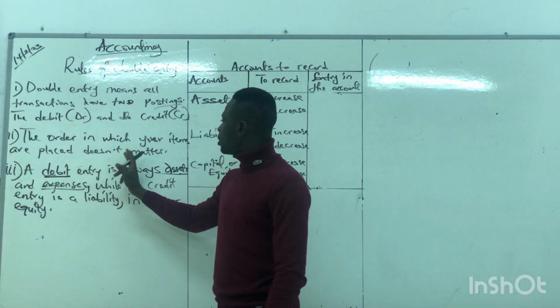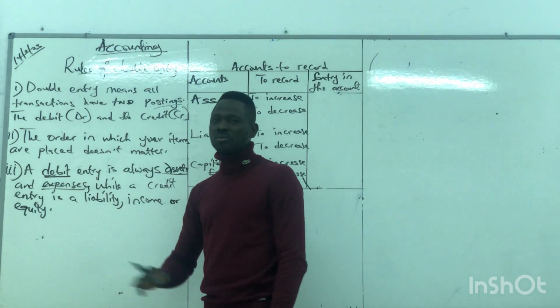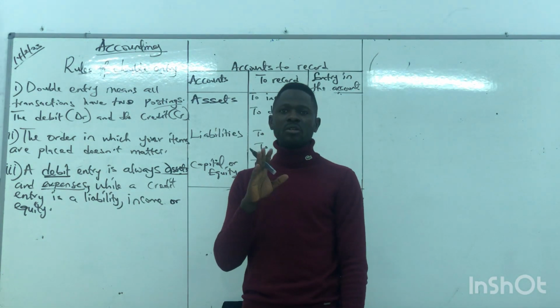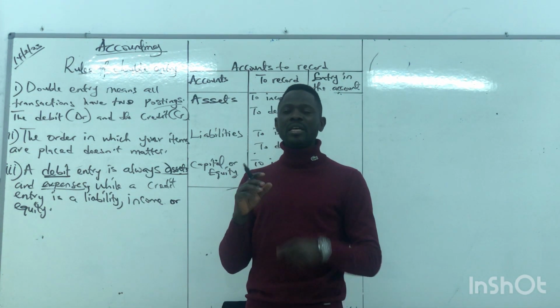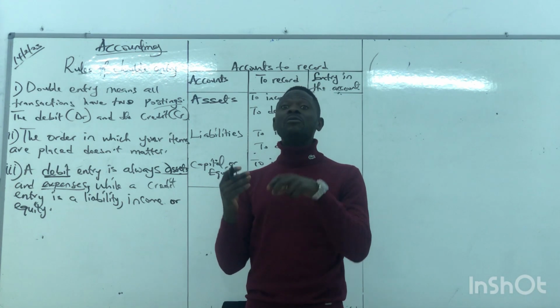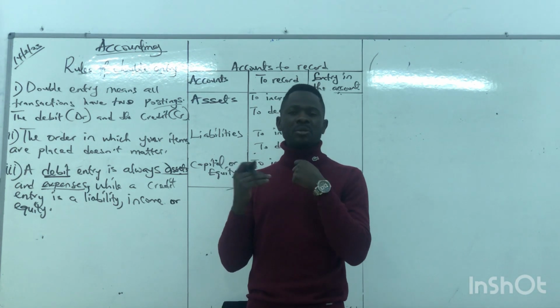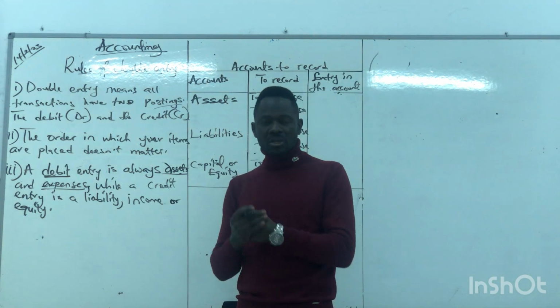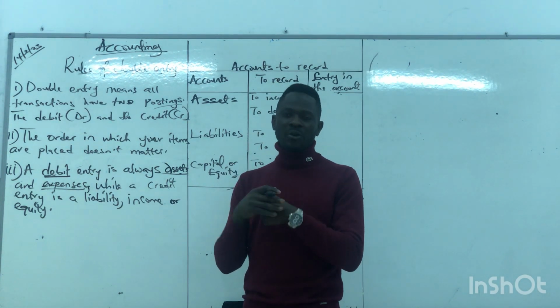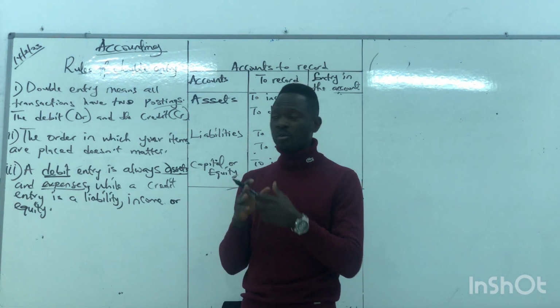Two, the order in which your items are placed doesn't matter. Whichever way you post your double entry, it doesn't matter, in terms of the accounts. You might post trade receivables first, you might post trade payables first, you might post an individual account first. It doesn't matter in ledger or double entry.